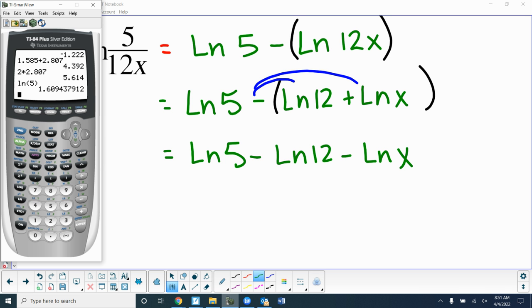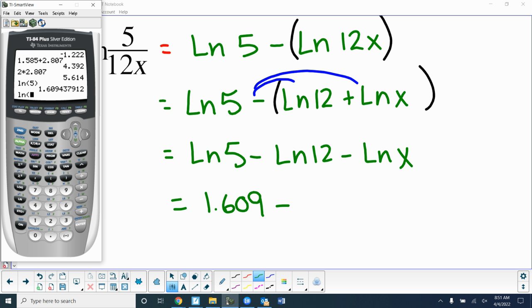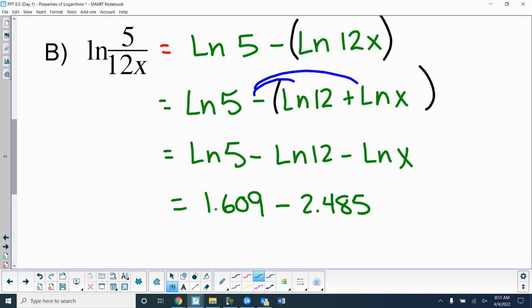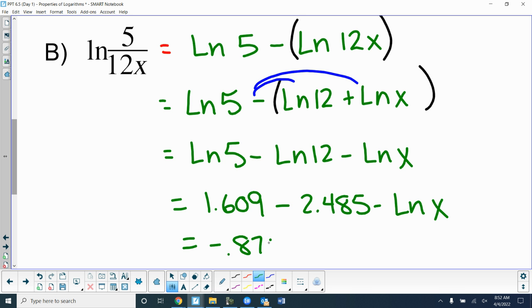We already did natural log of 5, 1.609. And then natural log of 12, ln 12, close it up, 2.485. And then this one I don't know, because I don't know what x is. Then I could put those two together if I wanted, right? Since those are numbers. So I'd probably do it this way. Natural log of 5 minus natural log of 12, negative 0.875, sorry. That's all I could do as far as simplifying.